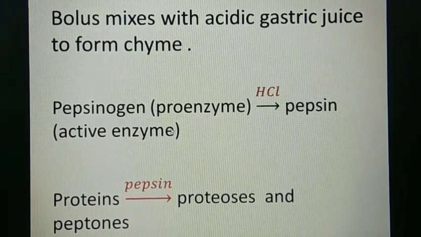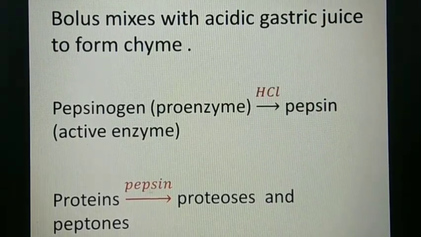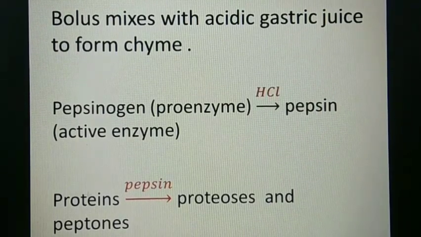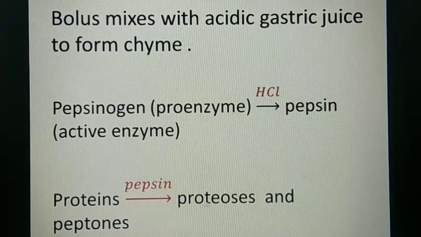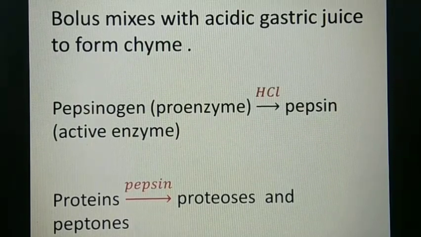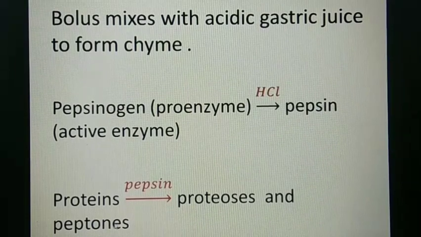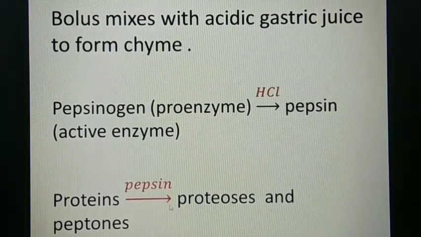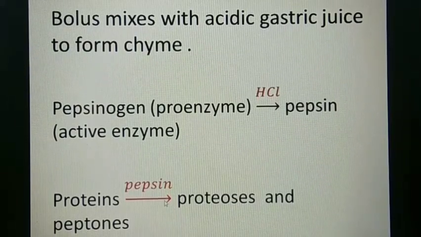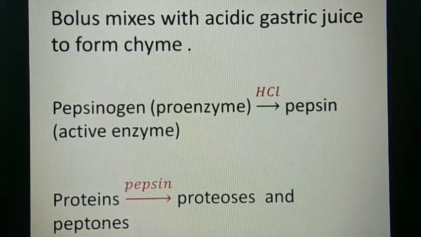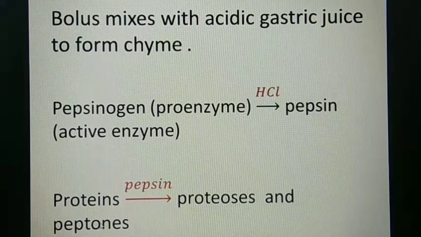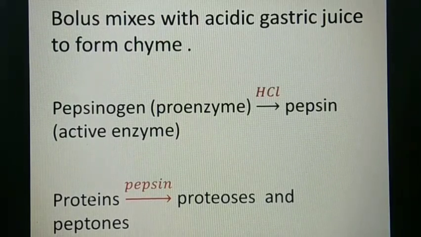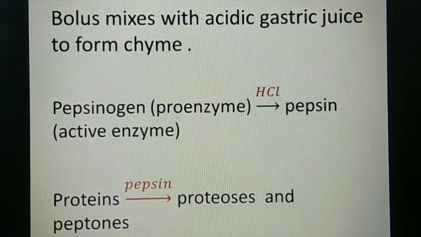Then what does this pepsin do? In the presence of pepsin, proteins are converted into proteoses and peptones. These two are simpler forms of proteins. Not the simplest, but intermediate forms. The simplest form of protein is amino acid. So before that, proteins are broken down into proteoses and peptones.